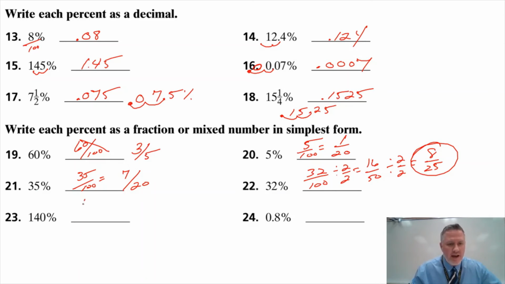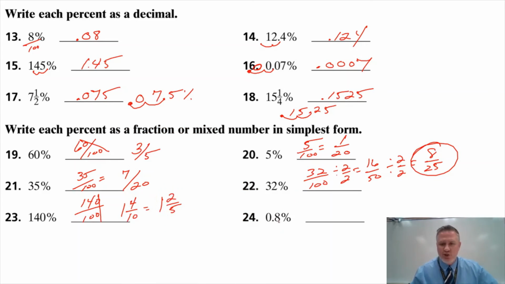All right, and we're down to the last two. 140, even though it's over 100, it's still over 100. Does that make sense? Knock off the zeros, divide by 10 over 10, and 14 tenths. 10 goes into 14 one time with 4 tenths left over, which is equivalent to 1 2/5.